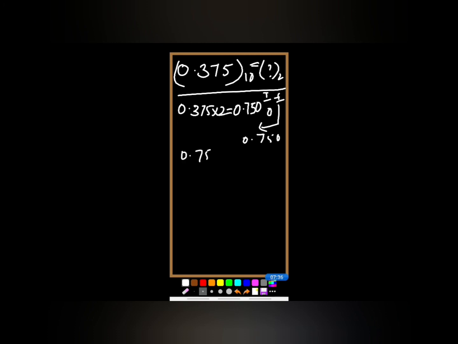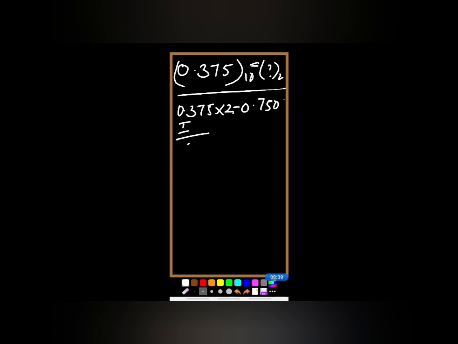Then next what I have to do? 0.75. 0 is the integer part. So next I will multiply with 0.750 into 2. I'll get 1.50. Here I got this one, which one? Integer part as 1 and fractional part as 0.50. So I will write it separately integer part and fractional part, otherwise you will be getting confused with that.